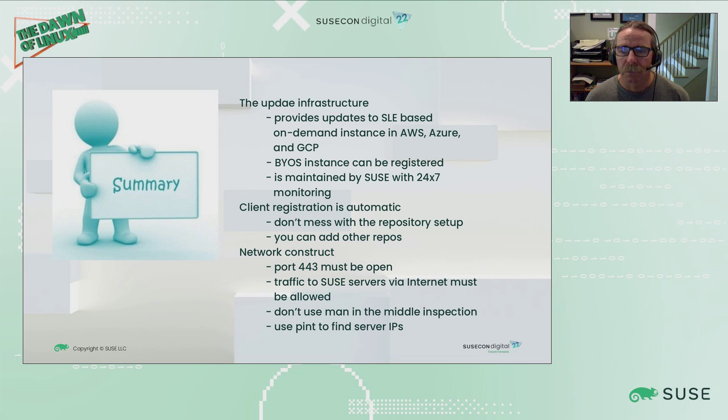Don't mess with the setup of the repositories. Something will go wrong. You can add your own repositories. Those are not affected by what the automation does in the registration or the maintenance of the update infrastructure repositories. Again, from a network perspective, port 443 must be open. Traffic to the SUSE service via internet must be allowed. Don't use man-in-the-middle inspection, and use Pint to find the server IPs.